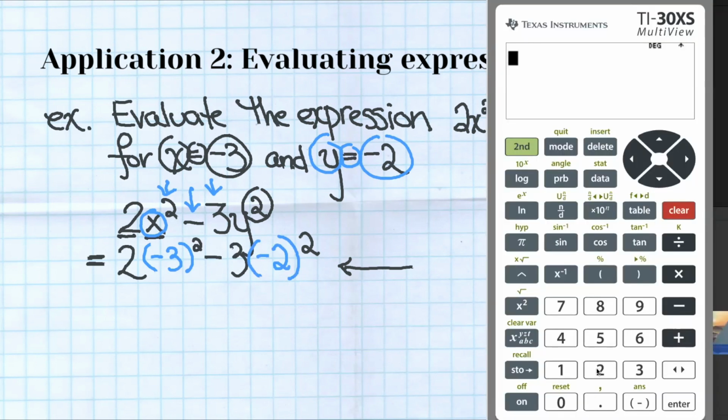So let's do it. I'm going to have a 2, and then I'm going to open parentheses for -3. Guys, use parentheses. Don't use a regular times sign. And then I'm going to press the x squared button to get that little square. And then I'll type -3, open parentheses, -2, close parentheses, and I'll square that again by pressing the x squared button. And I get 6.